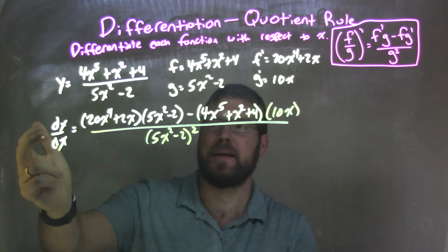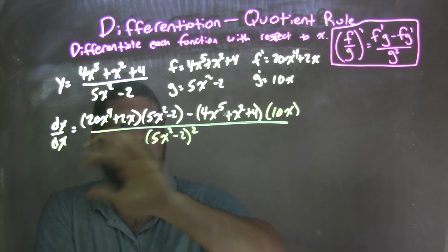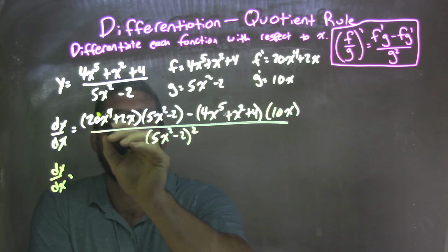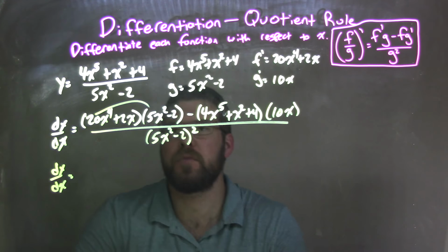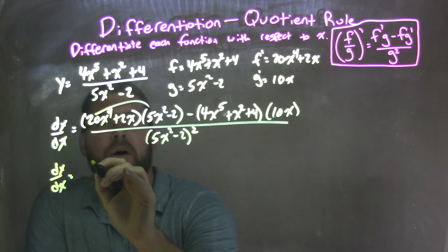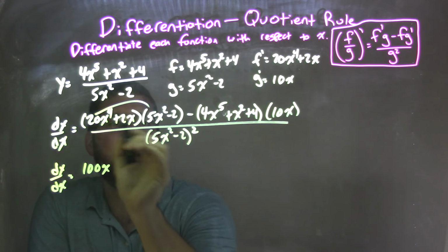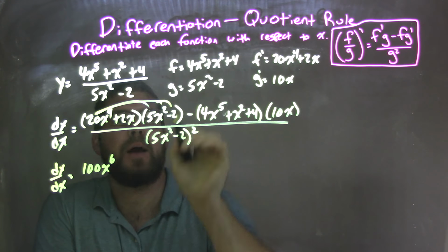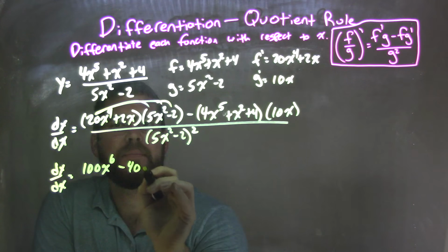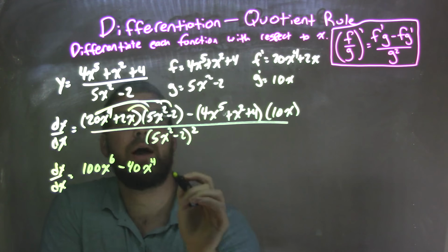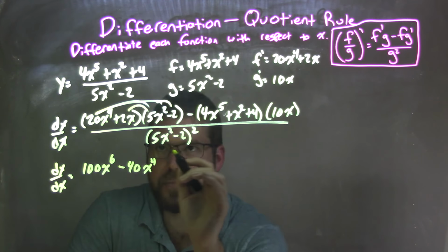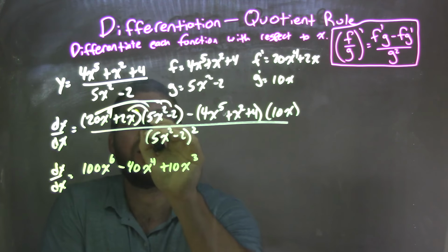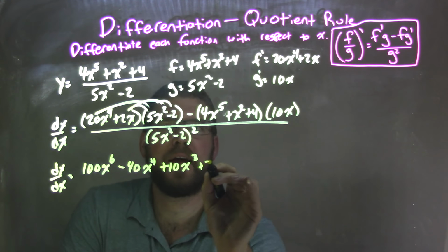At this point, I've already done my calculus, so the rest now is just algebra. So here's my derivative. So let's simplify that now, dy dx, make it look a little cleaner. 20x to the fourth times 5x squared is 100x to the, add the exponent, sixth power. 20x to the fourth times a negative 2 is a negative 40x to the fourth. 2x times 5x squared is plus 10x to the third, and 2x times a negative 2 is a negative 4x.